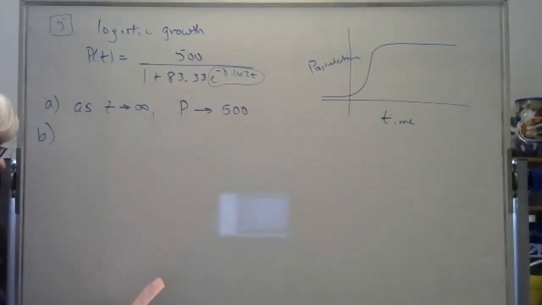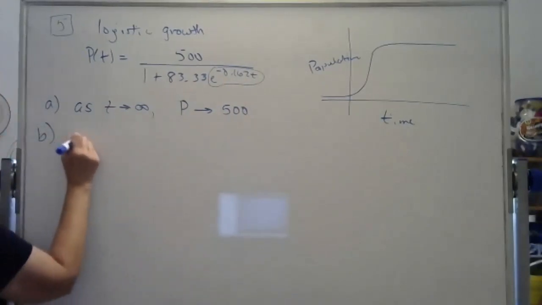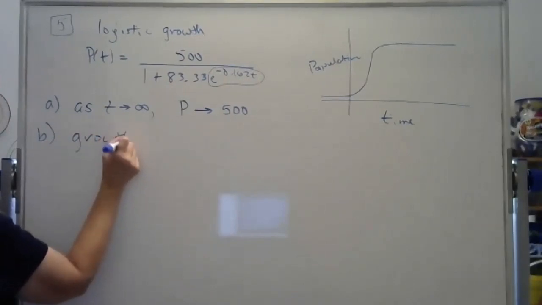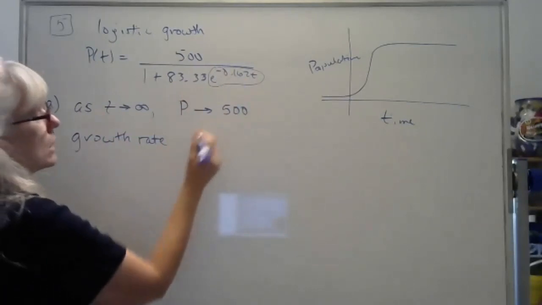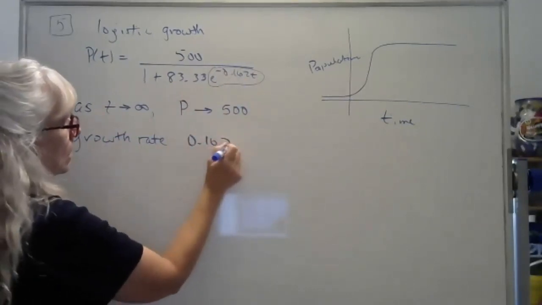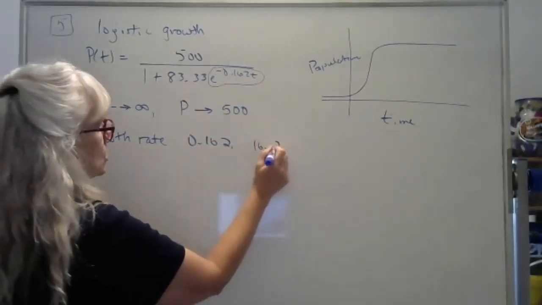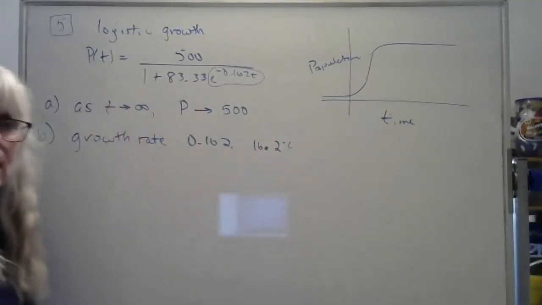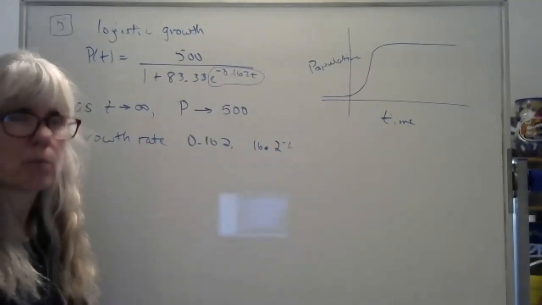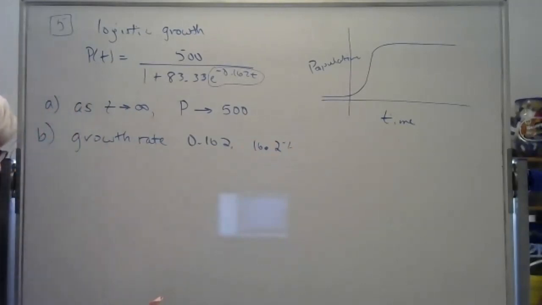Okay, part B on that one says, what's the growth rate? It's still sitting up there on the e, so that 0.162 is our growth rate. That's 16.2%, which is huge. That means between one year and the next, we've got a 16% growth. We're gaining. That's not bad at all.